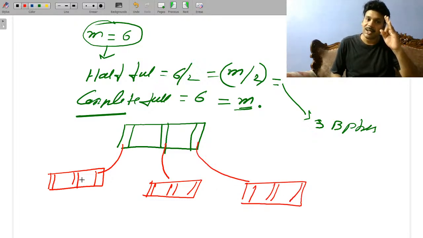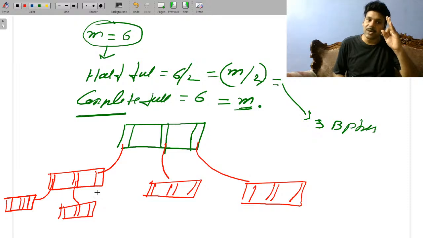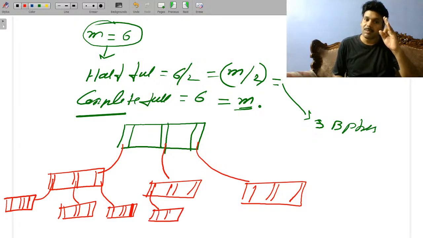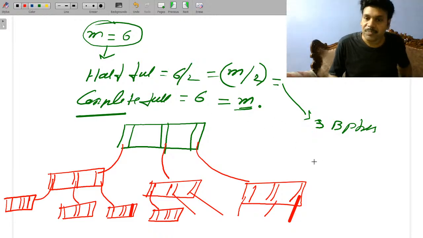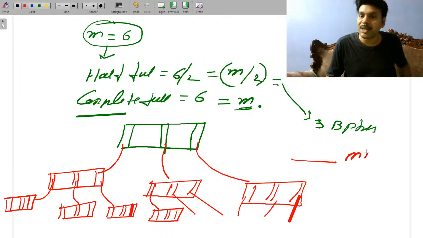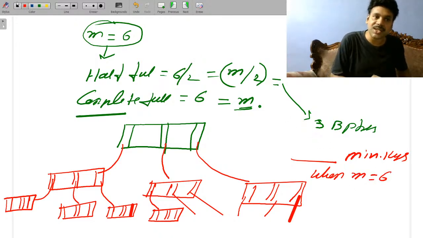Observe carefully. So again you go to the next level. You will get more nodes, each of which also maintains 3 block pointers. Please observe, friends. Each of these has to maintain 3 block pointers. Now my question is: minimum keys when m is equal to 6, you need to answer.